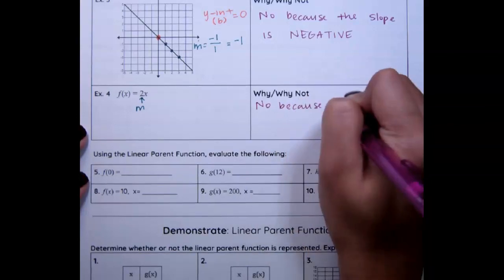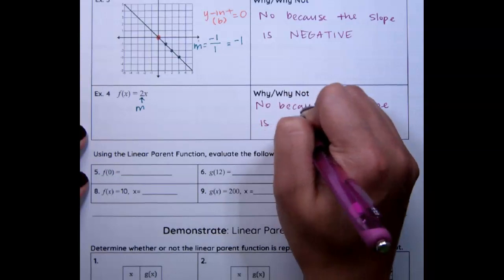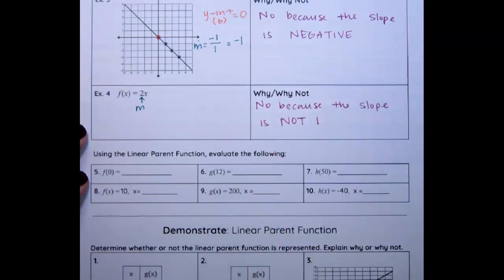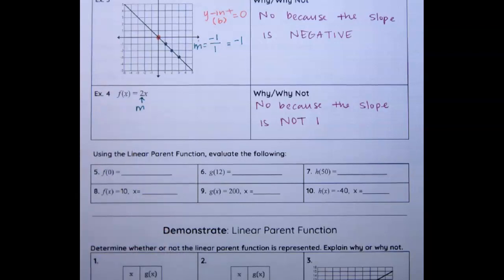because the slope is not 1. In this function or equation, my slope is 2. And in the parent function, the slope has to be 1.